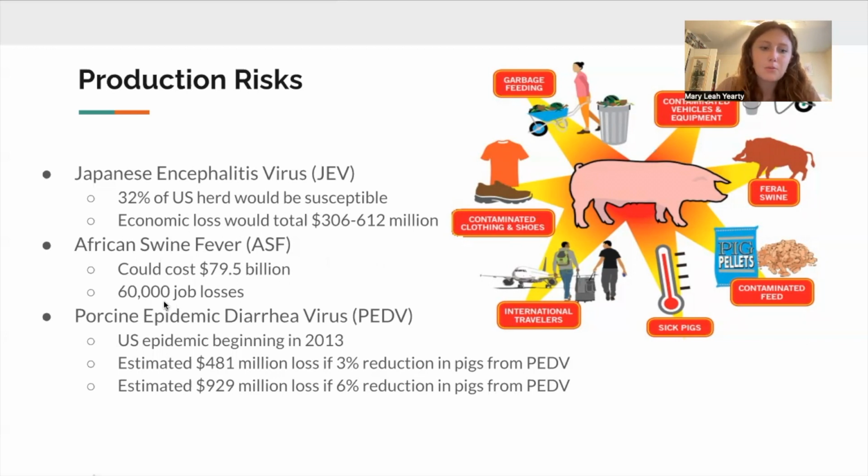And now the porcine epidemic diarrhea virus that I've mentioned, PED, we've actually had issues with it in the US beginning in 2013, but a 3% reduction in pigs could cost about $481 million, and it's double that, and a 66% reduction costs about $929 million. So all of these would have huge economic impacts on the United States, and we would like to avoid that.